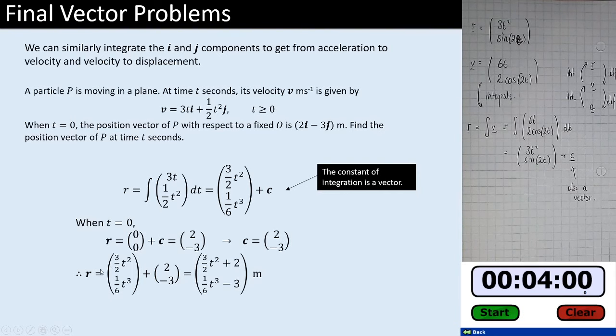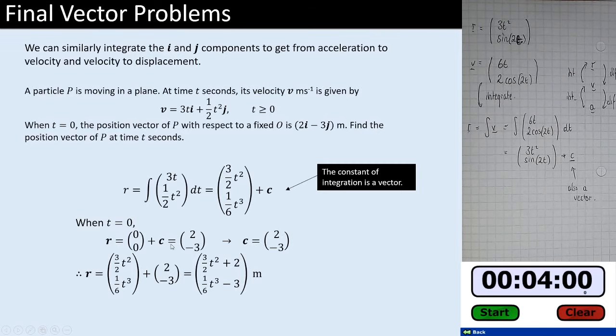Okay? And so our position vector at any time t is going to be this expression that we found before from integrating, plus our constant vector, which we found by substituting in the information we were given in the question. Okay? And you can merge the two vectors together to give you this expression in one complete vector.